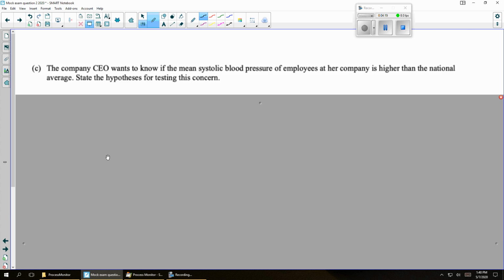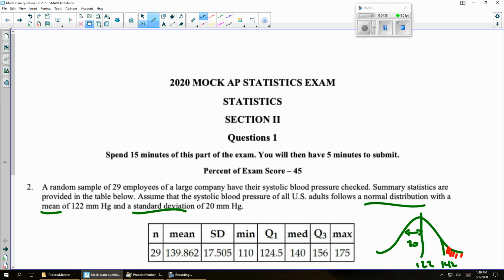Letter C. The CEO wants to know if the mean systolic blood pressure of employees at her company is higher than the national average. State the hypotheses for testing this concern. Note it doesn't say do the whole test, just state the hypotheses. So I know that the national average is 122. This is important. I do not know the average at her company. What I know is the average of these 29 randomly selected people from her company.